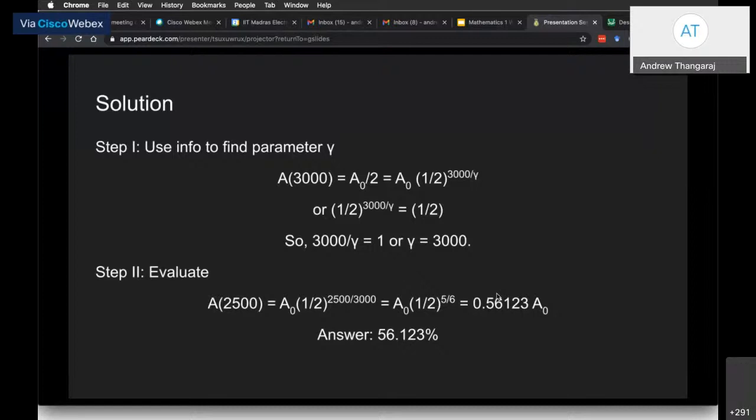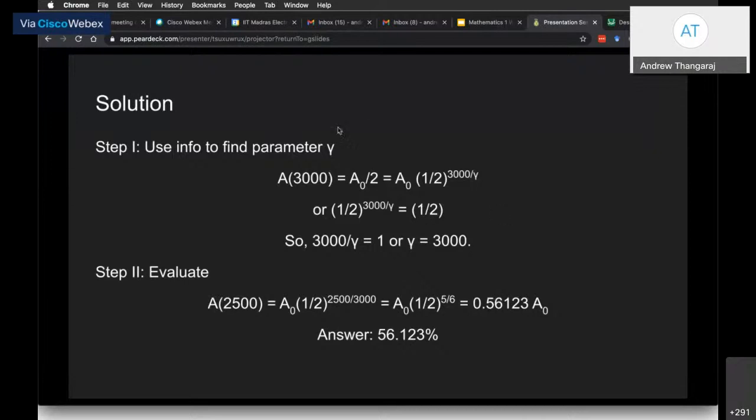Okay. Some people have done 100 minus 56.123, right? So many of you have answered that question. So this A of t is what is left. So that's what is A of t. Some people have done 100 minus that and given 43. So I see why. I was wondering where the 43 came from. It seemed like a popular answer.